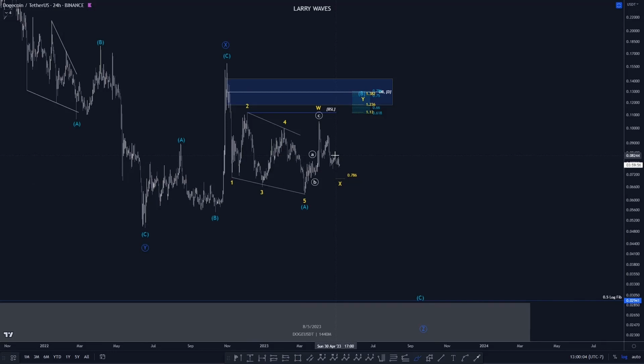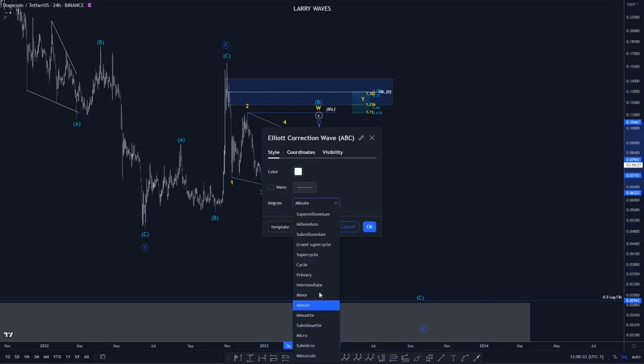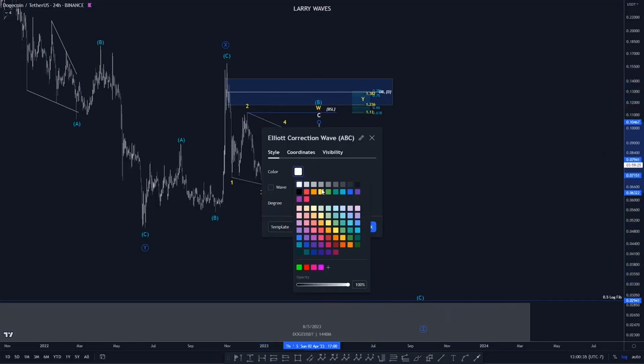I think we'll still come down, hit the 786. This will be an A, B, C, or just be a W, X, Y. If we pop up and then come down, we could say that this is a W, X, Y, and we just have to move this over. But I don't think it's done yet on the move up. We could force this B wave to be completed, upgrade this to a minor degree.